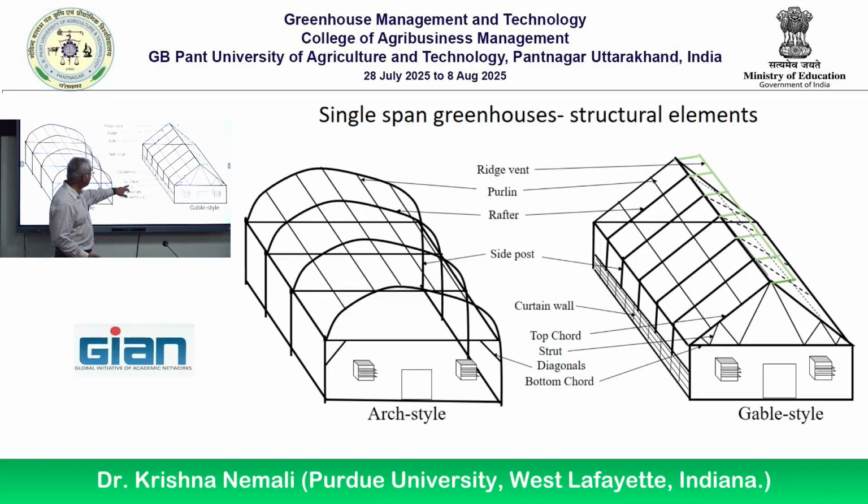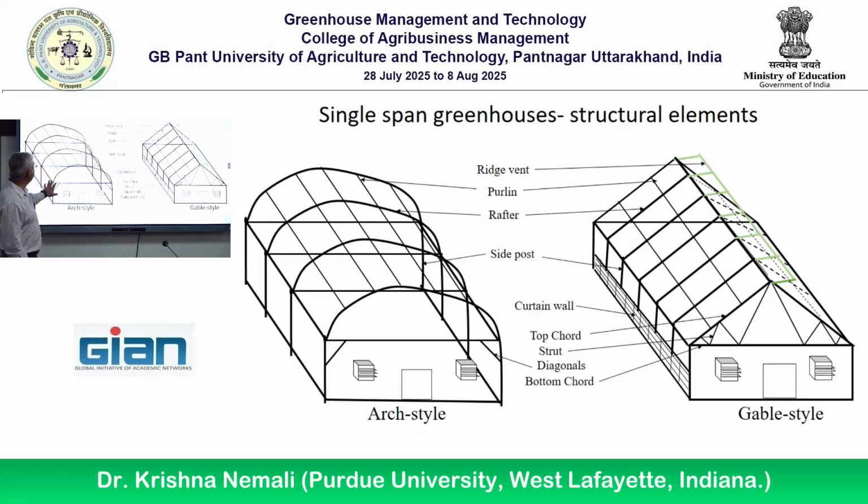Then the remaining ones, cords, struts, diagonals, these are the structural support elements. You see there? So in order to hold the weight of the roof, you need some structural elements like cords. So you can see the top cord is right there, the bottom cord is right there, and you also have diagonals.